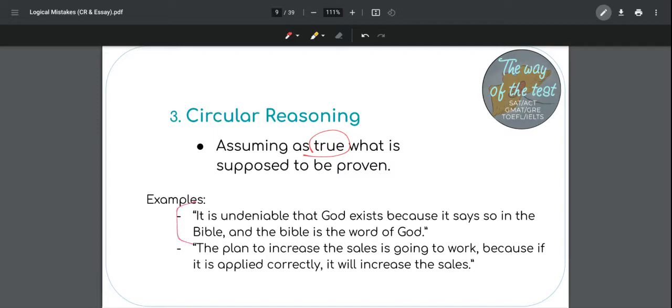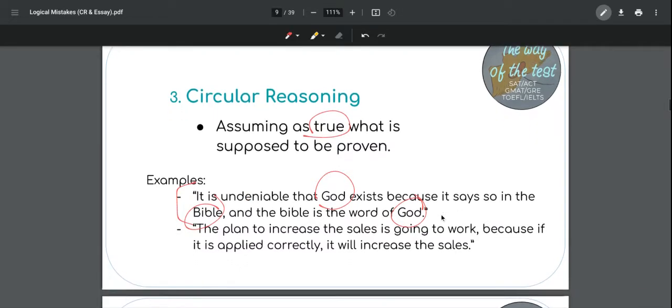For example, the first example: it is undeniable that God exists because it says so in the Bible, and the Bible is the word of God. So basically, you're saying that I'm proving the existence of God because of the Bible, and then I'm saying that the Bible is true because of God, and then you see I have gone back to the first thing I was trying to prove in the first place. So there's no real argument here. Okay, and the second one: the plan to increase the sales is going to work because if it's applied correctly, it will increase the sales. Again, I'm not really providing any good reasons here, okay? I'm just going in circles with the same reason.